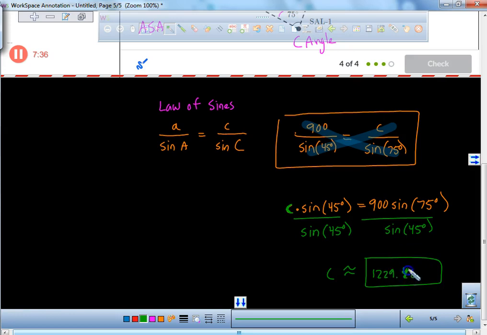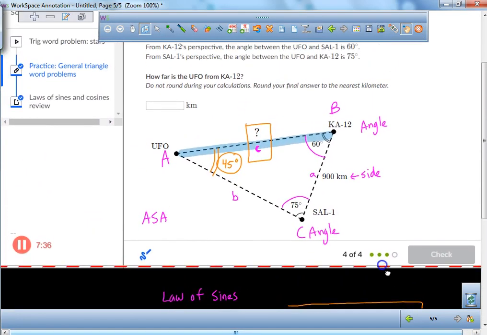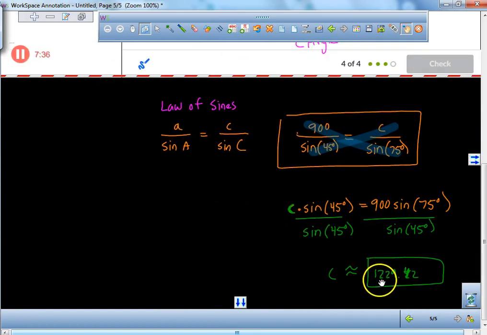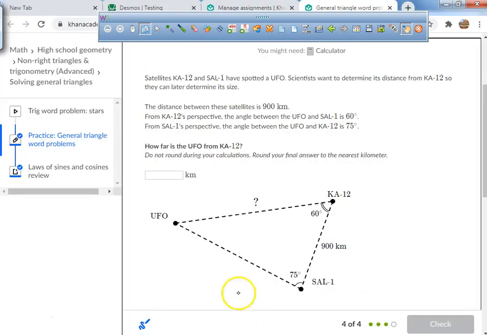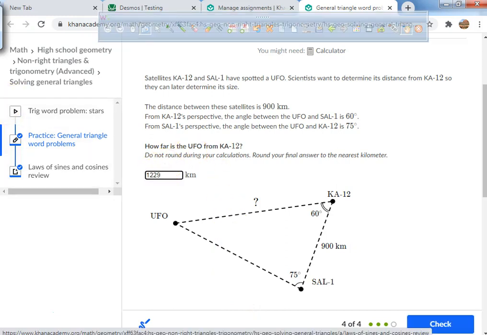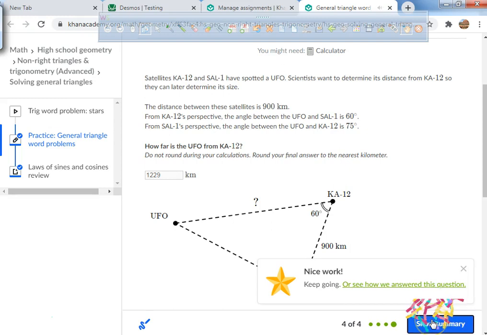And what does it ask us for? Nearest tenth? Oh, nearest kilometer. Okay, so we just put what? 1229. That's it. So I'm going to type it in. 1229. Come on, be right, be right. Whoa. I don't know. Check. Nailed it.